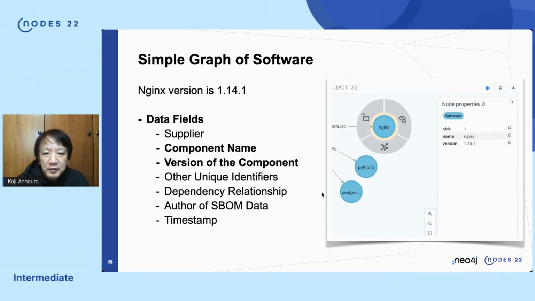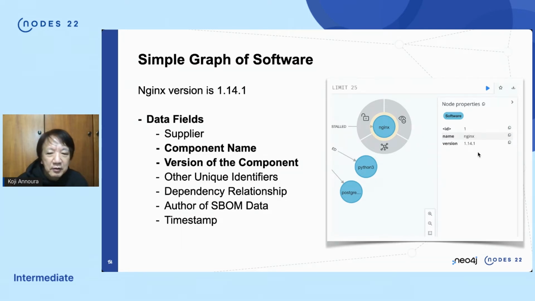Okay, you can see name and version, but it requires data fields, 7 data fields: 1, 2, 3, 4, 5, 6, 7. Okay, I wrote just the component name and the version of the component. Nginx version is 1.14.1. You can see here.